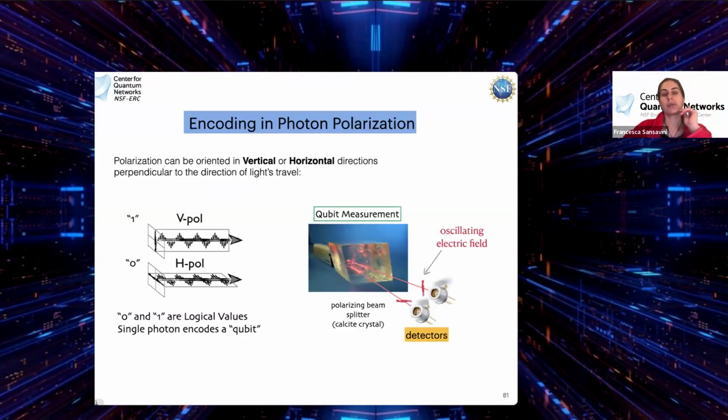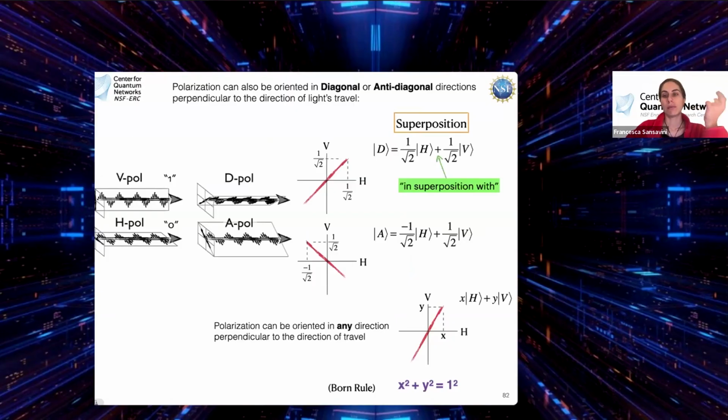Again, we can encode using photon polarization, which is what we have seen and what we will focus on during the next part. So we have seen that polarization can be oriented vertically and horizontally. And we have seen that our 0, in this case, is the horizontal polarization, and our 1 is the vertical polarization. Again, we can identify superpositions. For example, the diagonal polarization is going to be (H + V) with 1 over square root of 2. And we can have entangled states in polarization that we have seen.